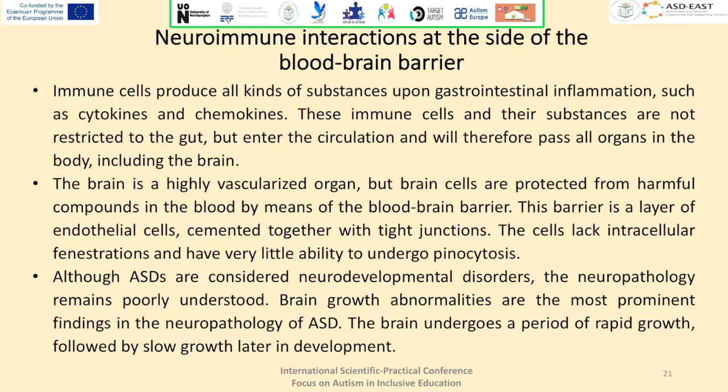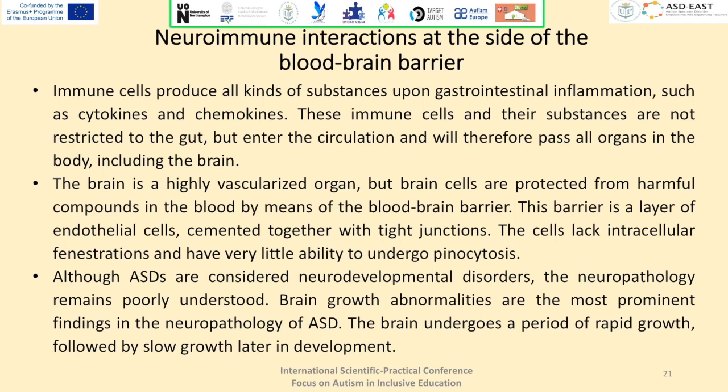Neuroimmune interactions at the site of the blood-brain barrier. I mentioned something before, now I will explain more. Immune cells produce all kinds of substances upon gastrointestinal inflammation, such as cytokines and chemokines. These immune cells and their substances are not restricted to the gut, but enter the circulation and will therefore pass all organs in the body, including the brain.